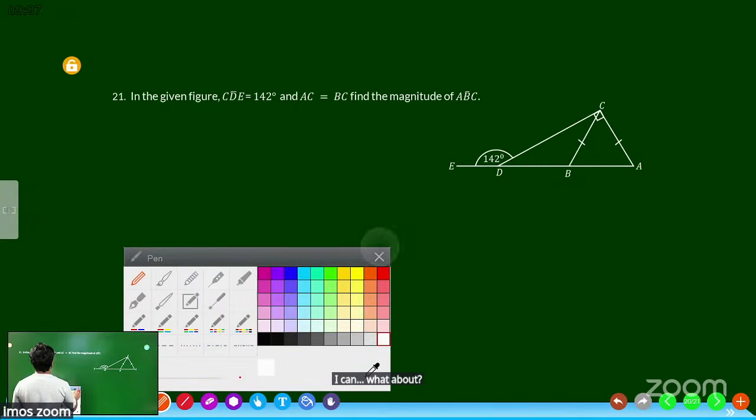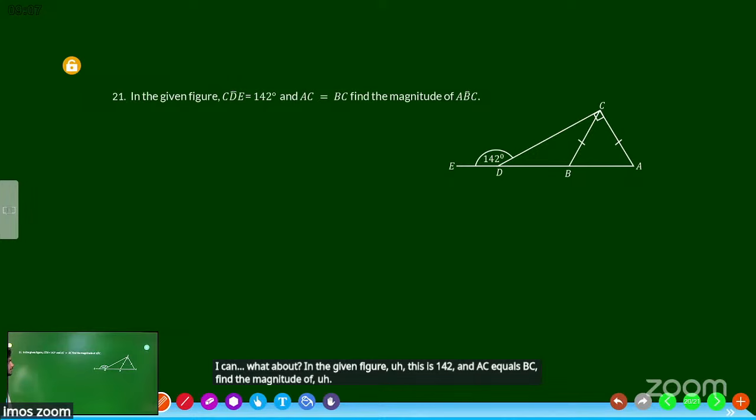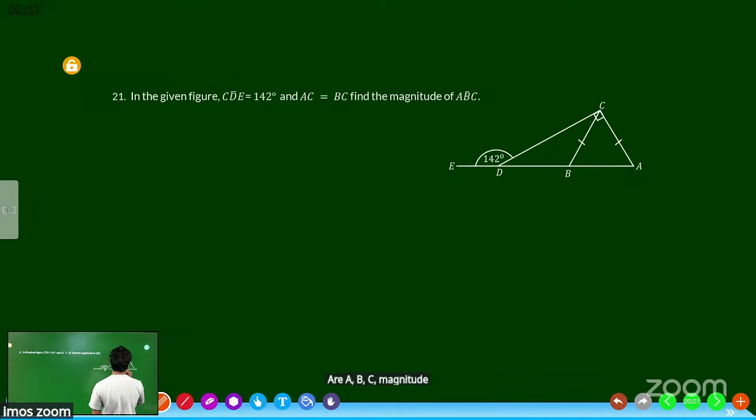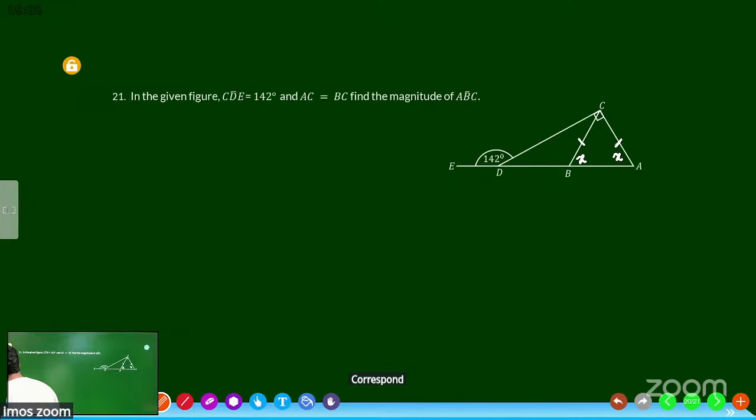In the given figure, this is 142 and AC equals BC. Find the magnitude of ABC. I shall take ABC as X. As these two sides are equal, this angle should also be X, because if two sides of a triangle are equal, the angles opposite those sides are equal.